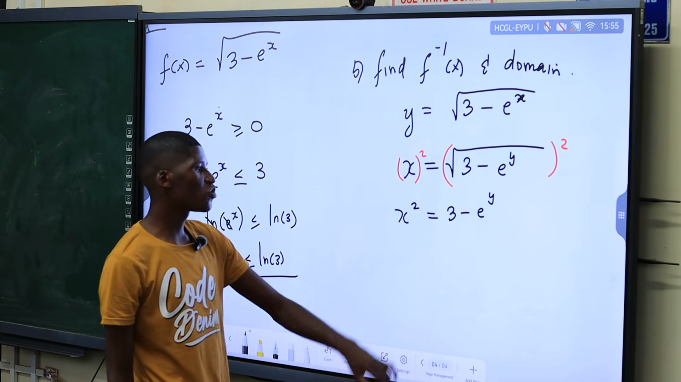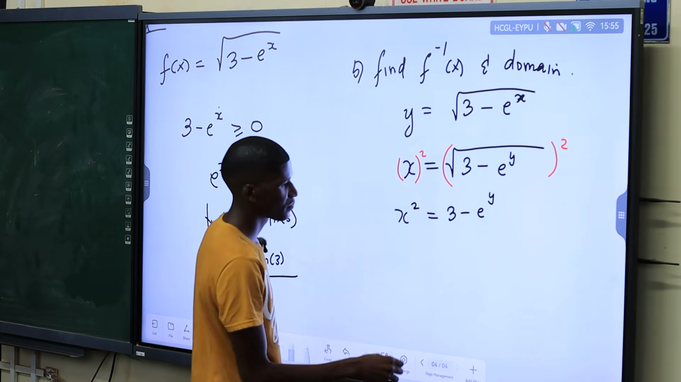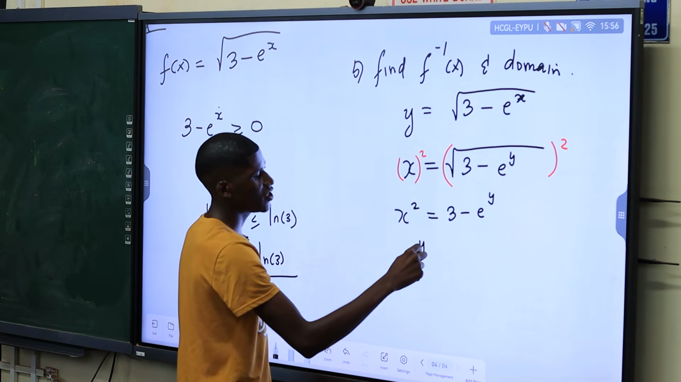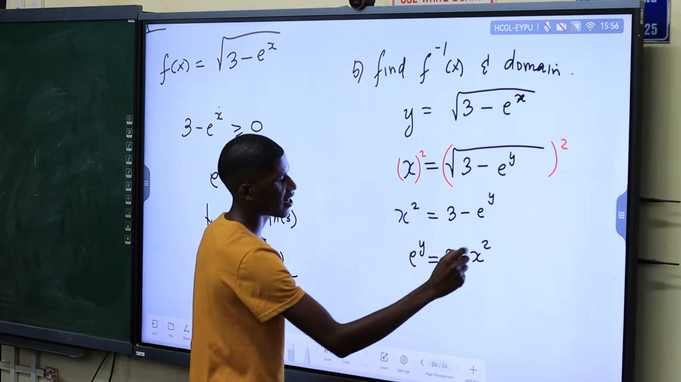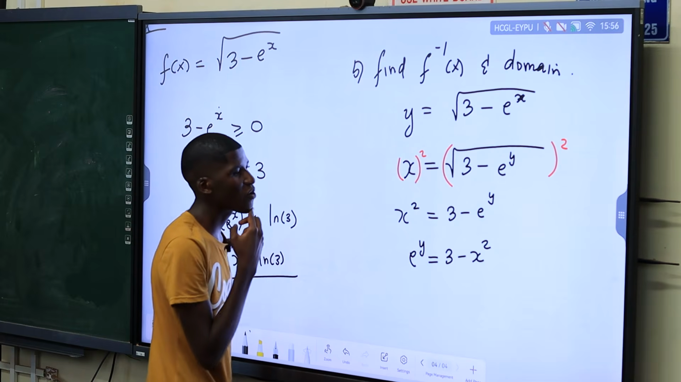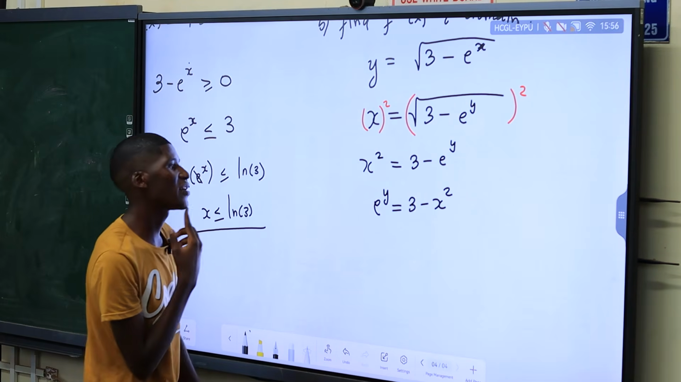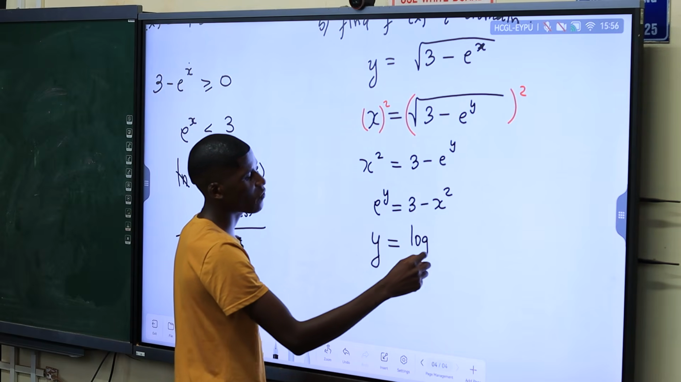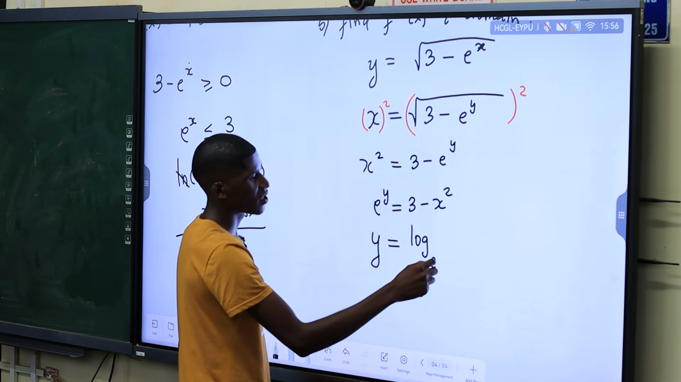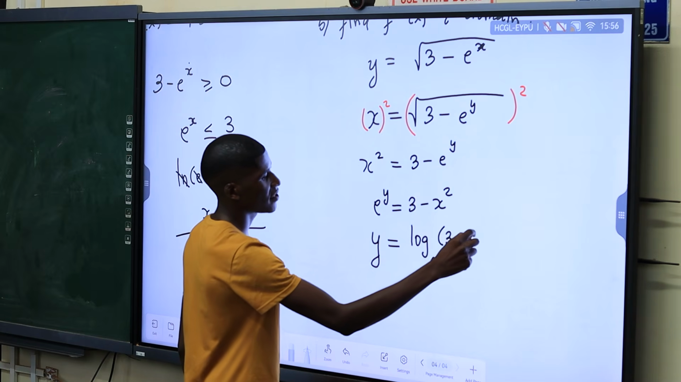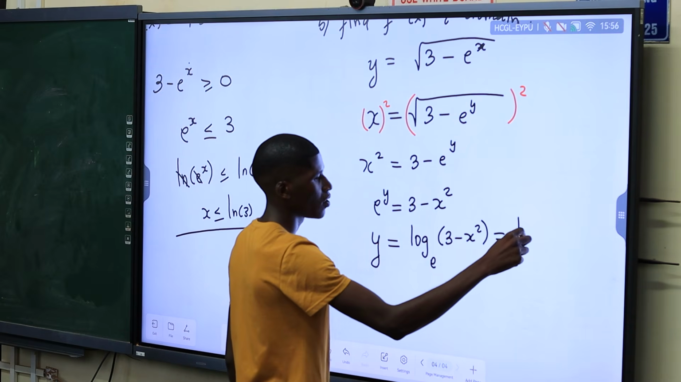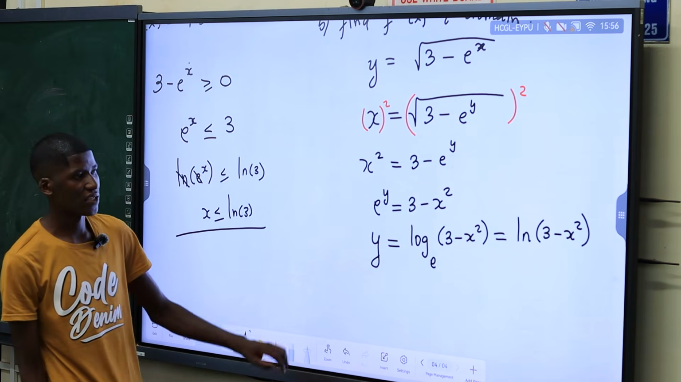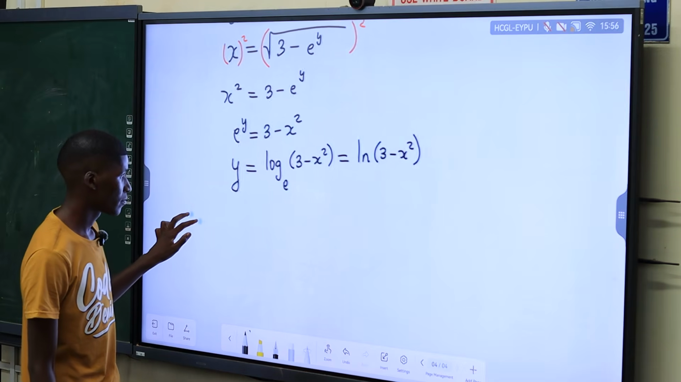Now what do you do to make y the subject of the formula? Transpose e to this side and x squared to that side. e to the power y is equal to 3 minus x squared. To make y the subject, y is equal to log base e of 3 minus x squared, which can be written as ln of 3 minus x squared. And then what is the domain?